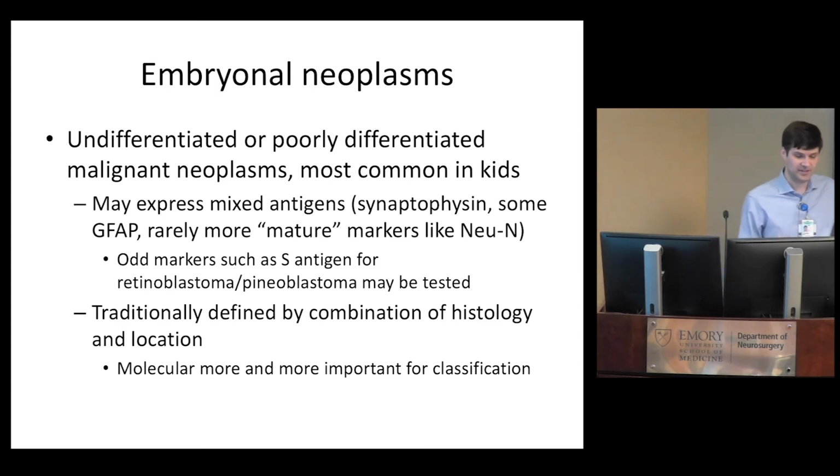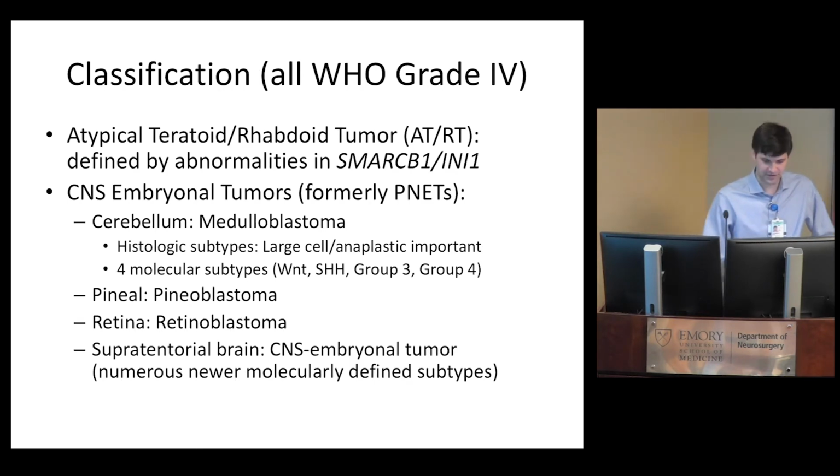Traditionally, we define these things by the combination of looking at the histology and the location of the tumor. But our molecular classification is becoming more and more important, as you would imagine. So the classification of these things, these are all WHO grade 4 tumors. One that we think of is ATRT, an atypical teratoid rhabdoid tumor, and that's defined by abnormalities in SMARCB1, which is on chromosome 22. And usually you'll see either a mutation or a deletion of SMARCB1 produces this wild-looking tumor.